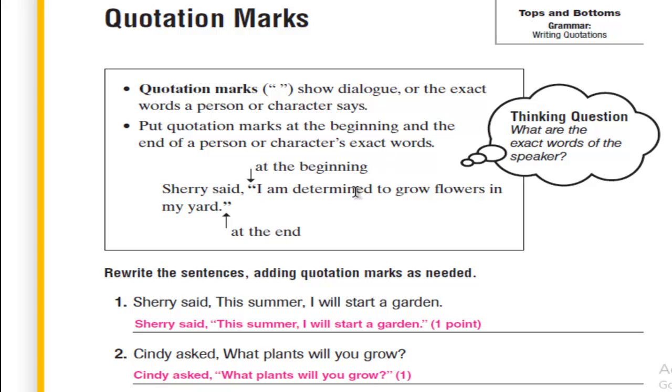Let's have an example. Sherry said, "I am determined to grow flowers in my yard." So where are the exact words of Sherry? The exact words are "I am determined to grow flowers in my yard." So I have to put quotation marks at the beginning and the end of the sentence. Okay?